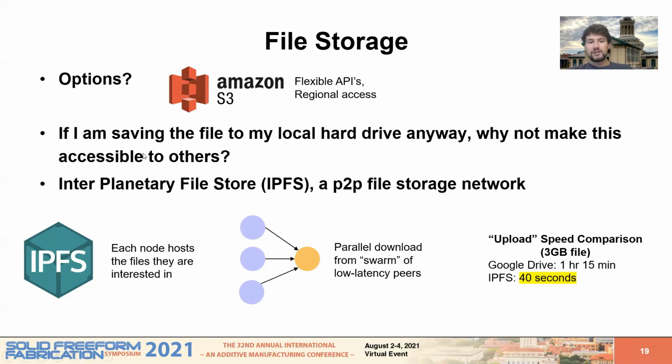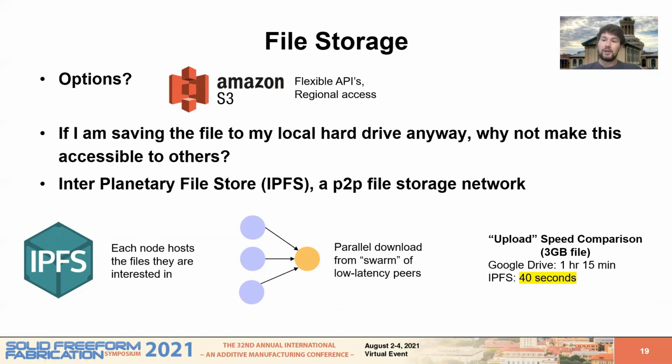And the question is, if I'm saving this file to my local hard drive anyway, why can't I just make it accessible to others? And this is the idea behind the Interplanetary File System, which is a peer-to-peer file storage platform and content delivery network, where essentially each node, which is just a computer running this client software, hosts only the files they're interested in. So for instance, my AM files. And now if somebody else wants to access those files, they can download it from a swarm of peers, which is just anyone who's saying that they are hosting this file.